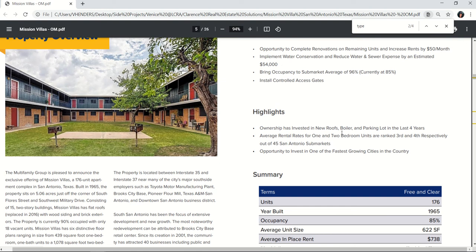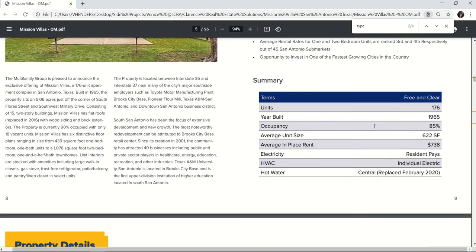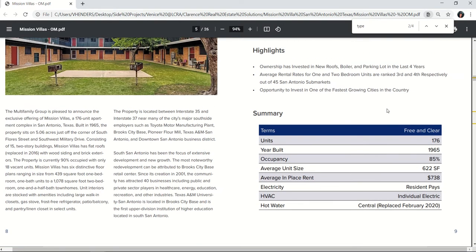Average rental rates for 1 and 2 bedroom units are ranked 3rd and 4th among the submarkets of San Antonio. An opportunity to invest into one of the growing cities in the country.